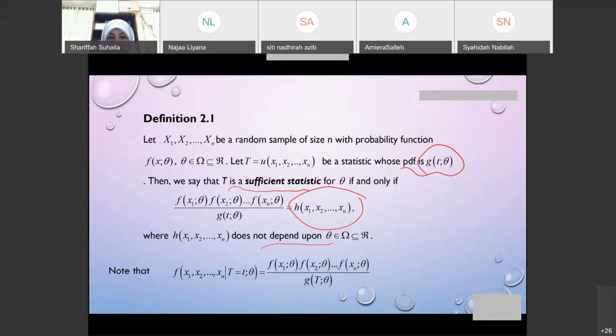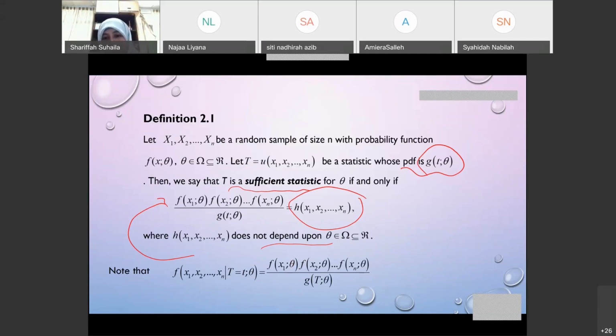Okay. So it's the same thing. Kalau let's say kita tulis dalam bentuk conditional probability. Okay. So the same thing, kamu tulis benda ni sama je. You have f(x1, x2, ..., xn given T equals to t). So it's the same thing. You have joint probability function divided by g(t; theta) because your T is your sufficient statistic. Maksudnya kita akan conduct conditional probability distribution.